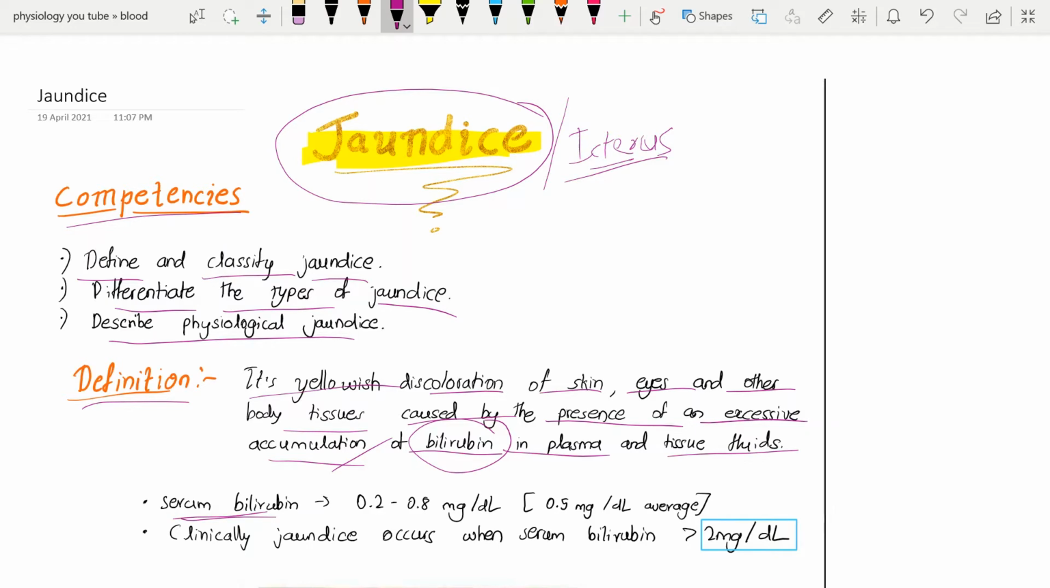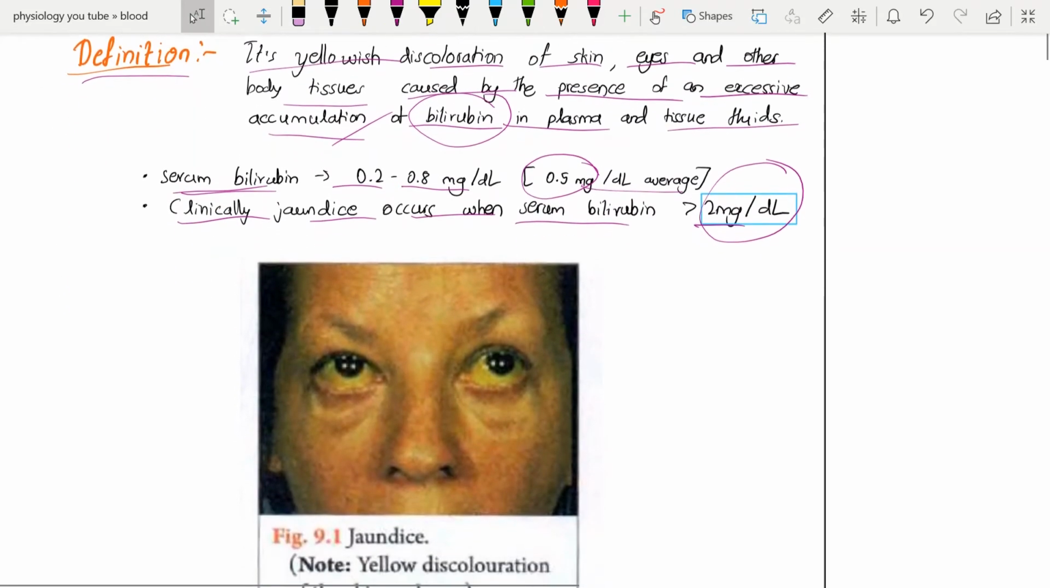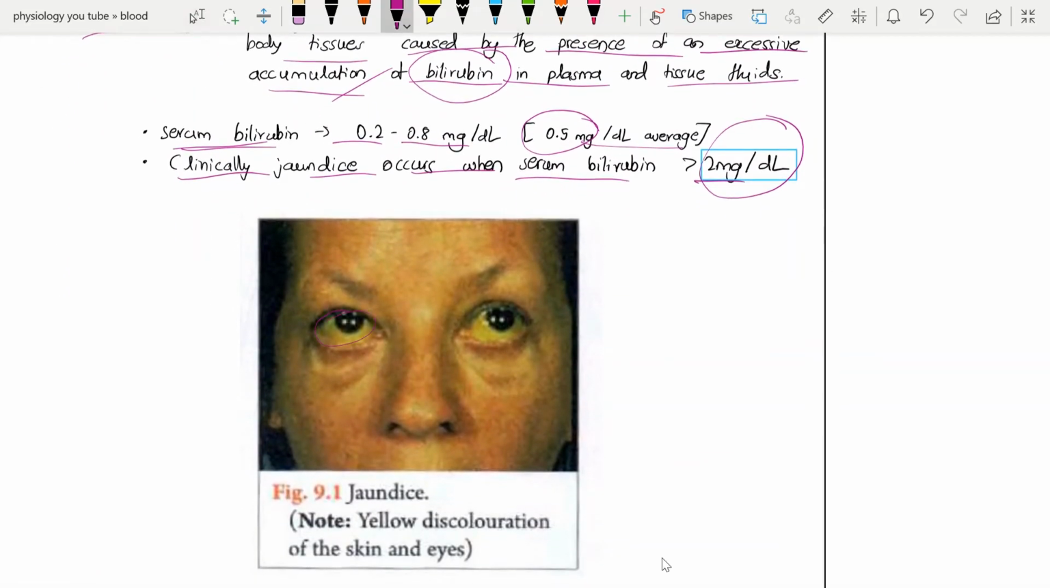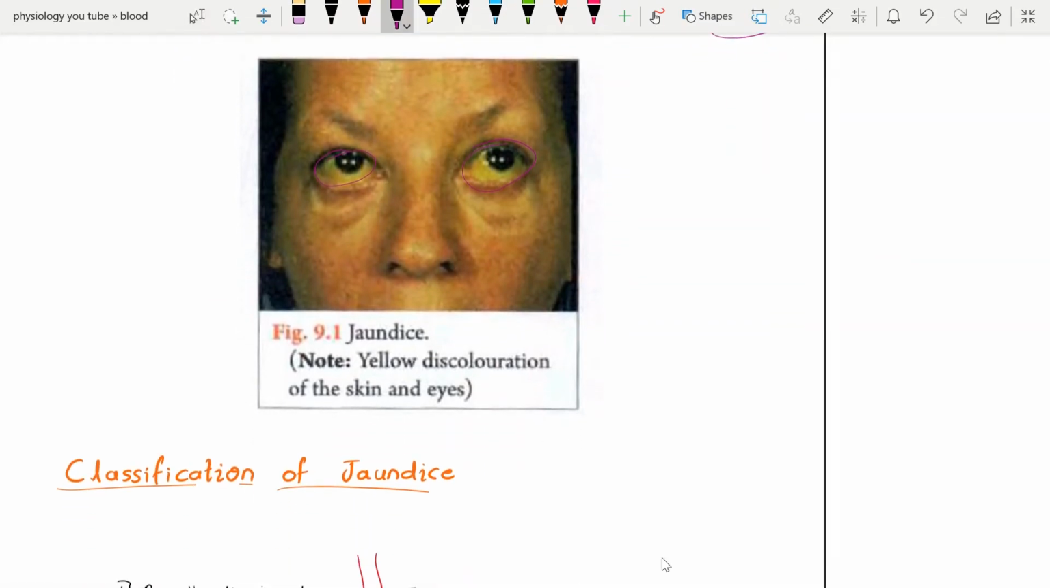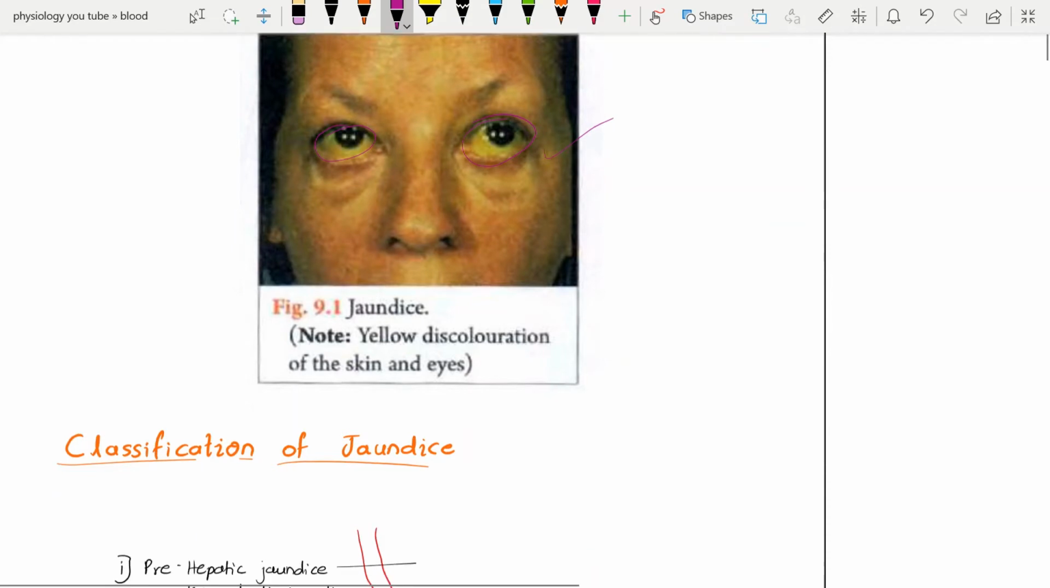Serum bilirubin is 0.2 to 0.8 milligram per deciliter, and 0.5 milligram per deciliter on average. Clinical jaundice occurs when serum bilirubin is greater than 2 milligram per deciliter. There is also subclinical jaundice where it is less than 2 milligram per deciliter. Clinical symptoms are not shown. Here you can observe that there is yellowish discoloration of the eye, which indicates the clinical feature of jaundice.